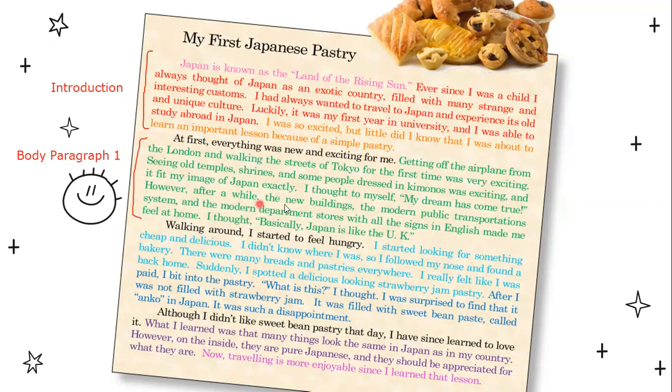However, after a while, the new buildings, the modern public transportation system, and the modern department stores with all the signs in English made me feel at home. So that's the situation. What he's seeing around, how he's feeling, going to Japan for the first time, landing there. I thought basically Japan is like the UK. So he thought Japan is like UK. But now something shocking will happen, and he will realize that no, Japan isn't really like UK. It has its uniqueness, okay? And now we'll see how.